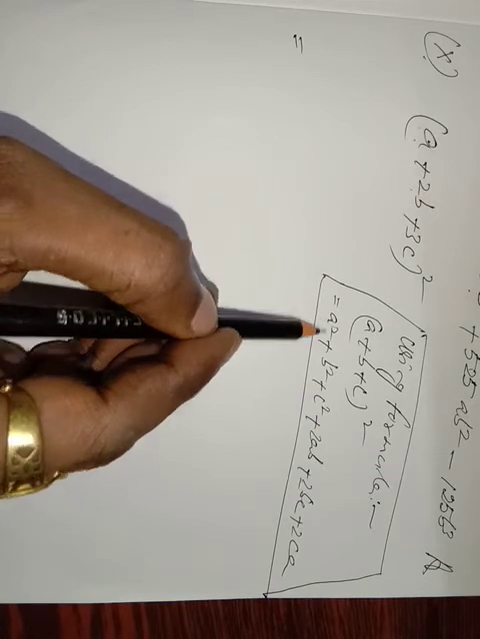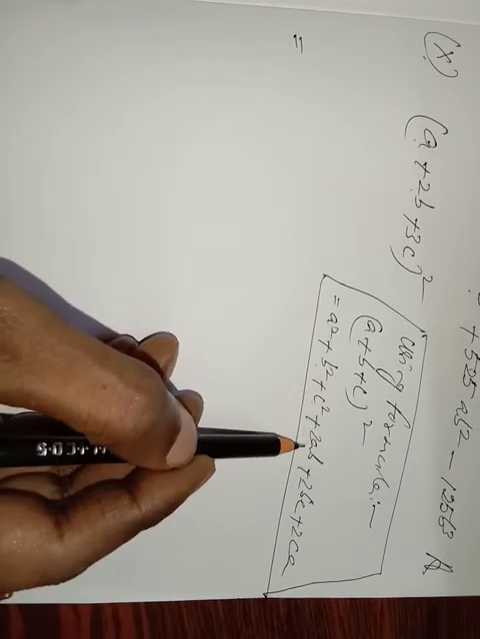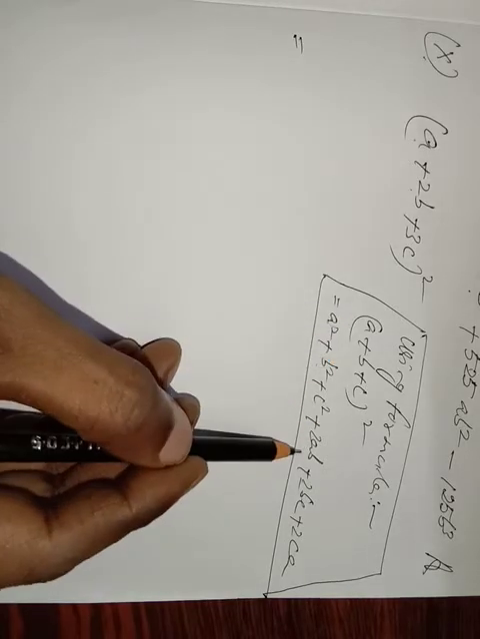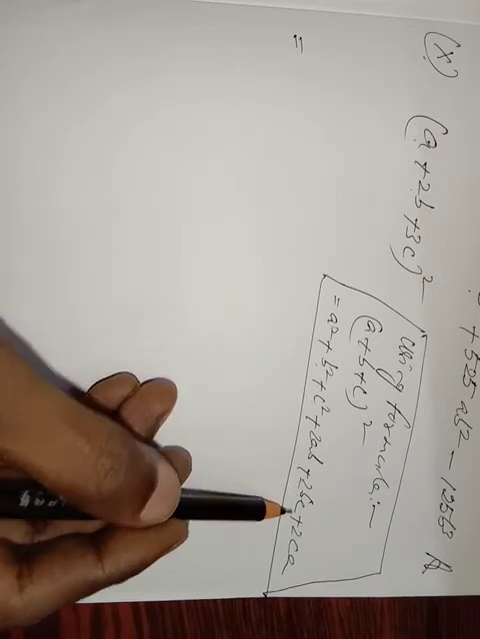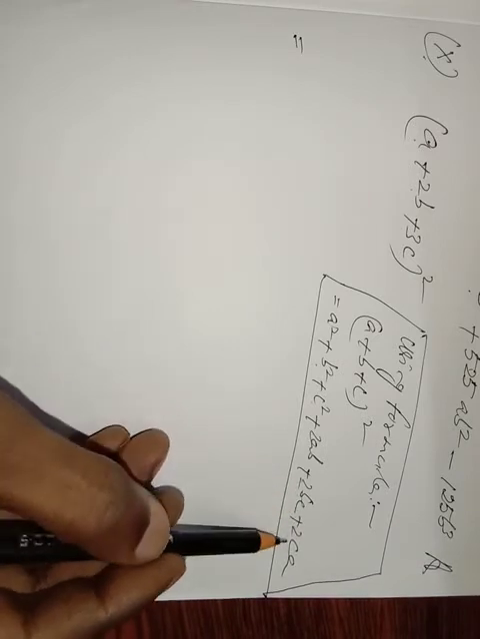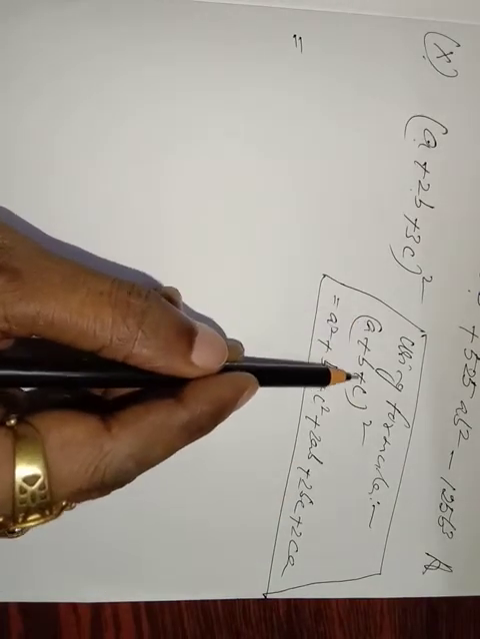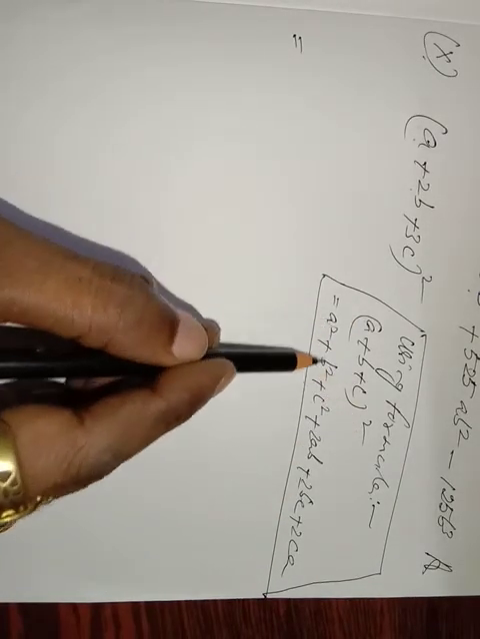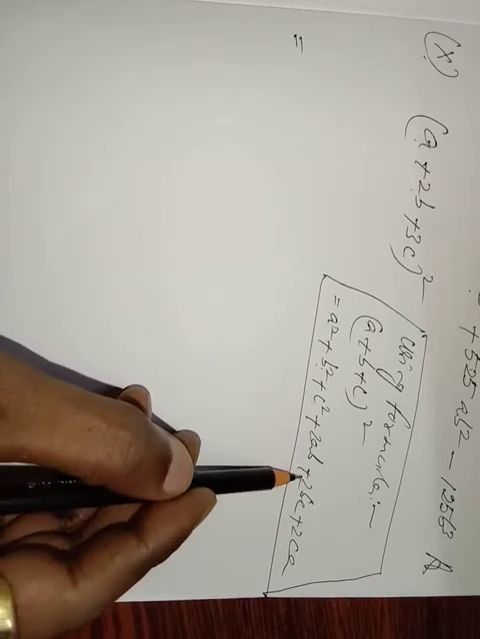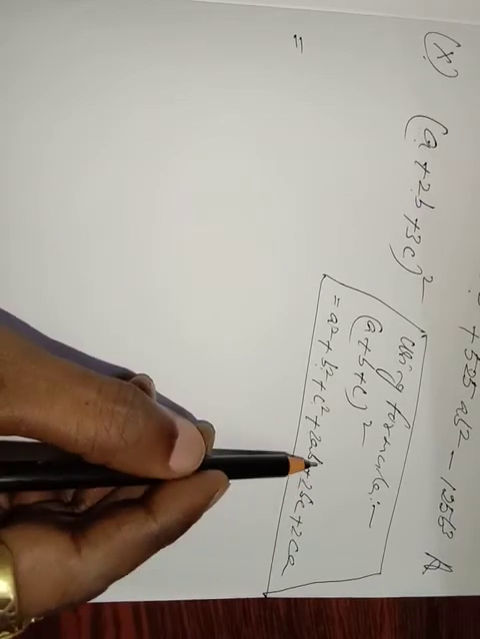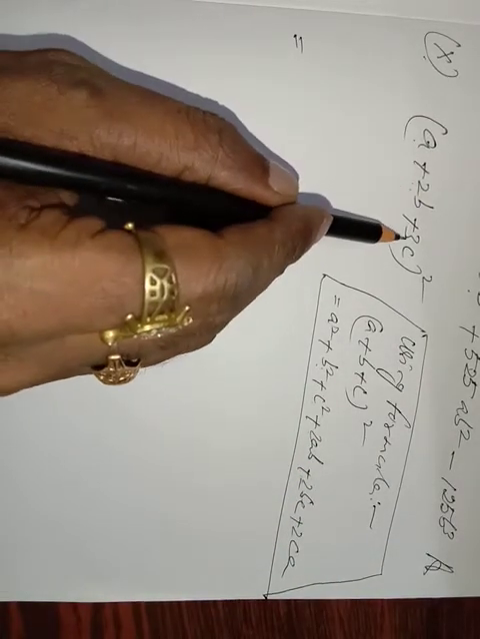a square plus b square plus c square plus 2ab, first number into second number, plus 2bc, second number into third number, plus 2ca, c means third number and first number. Again repeating: (a + b + c) whole square equals a square plus b square plus c square plus 2ab plus 2bc plus 2ca. This formula you have to apply here. The only difference is here 2b is given, and here 3c is given. I will take it like that.